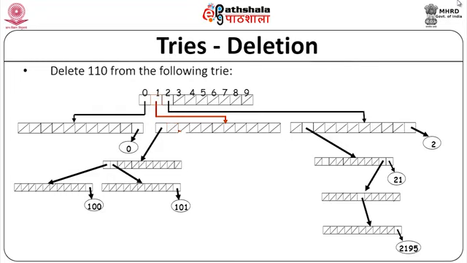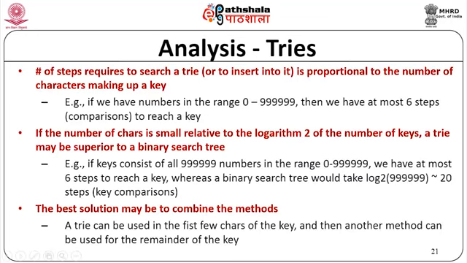So, that goes, both goes, and this is what happens. Now, let us look at an analysis of tries. The number of steps required to search in a trie or to insert into it is proportional to the number of characters making up the key, not the key itself or the height of the tree or anything like that. It is based on the number of characters.